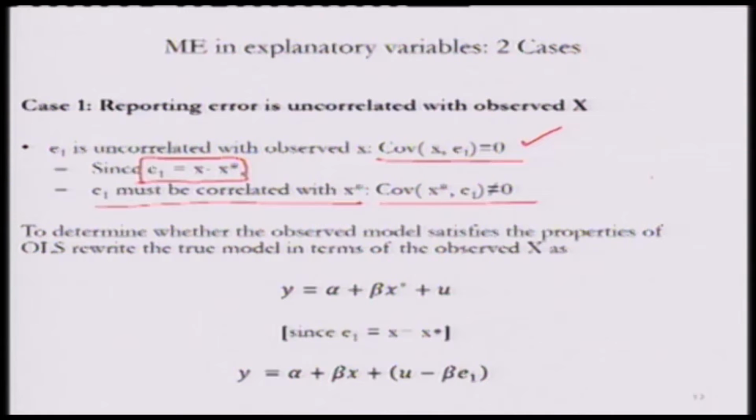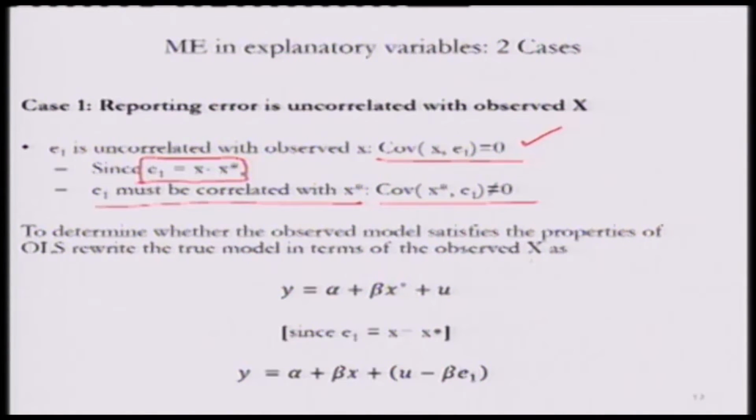Now, in this particular case, to determine whether the observed model satisfies the properties of OLS, in other words, whether the observed model satisfies the mean independence condition, and hence whether it leads to an unbiased estimate of beta, what we need to do is to rewrite the true model in terms of the observed value of x. So, we start with the true model y as a function of x star, and then use this equation over here where E1 equal to x minus x star and replace this in the true equation.